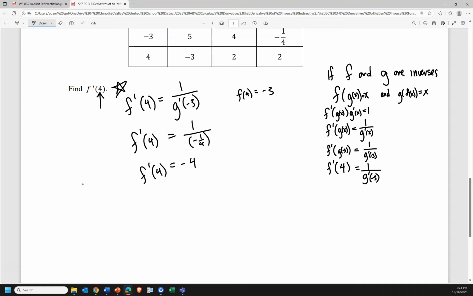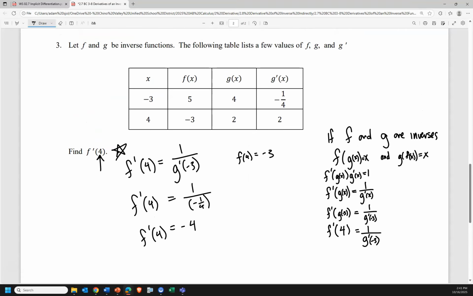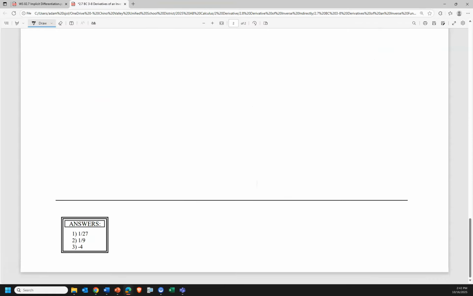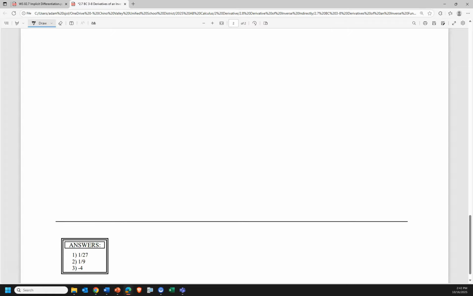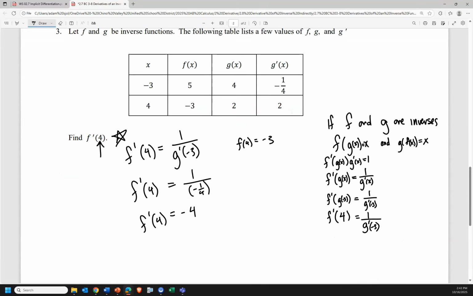You know, inverses have slopes that are reciprocals, not at the same point, but at the corresponding points. Like 4 in f and negative 3 in g. Okay. I mean, we got those numbers. Not that middle one. That's super weird. Okay. Anyways, I hope that helps.